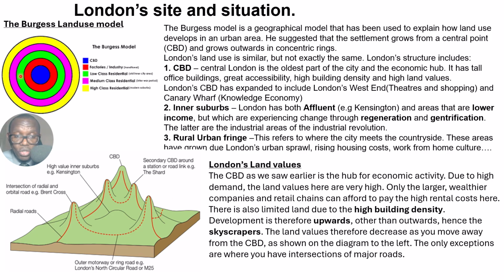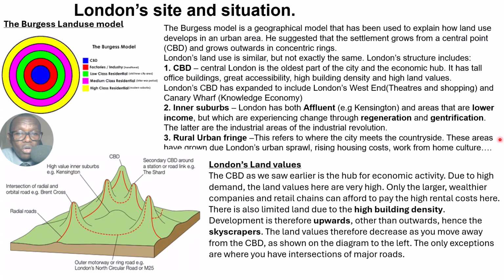London's land use is similar but not exactly the same. London's structure includes obviously the CBD, which is central London, and this is the oldest part of the city and the economic hub. It has very tall office buildings, being the center of economic activity, and there is also great accessibility, like we saw on the map before, that all the roads seem to lead to it. And it's not just the roads, there's the overground and underground that goes into London, the networks that all lead to London. So it has great accessibility.